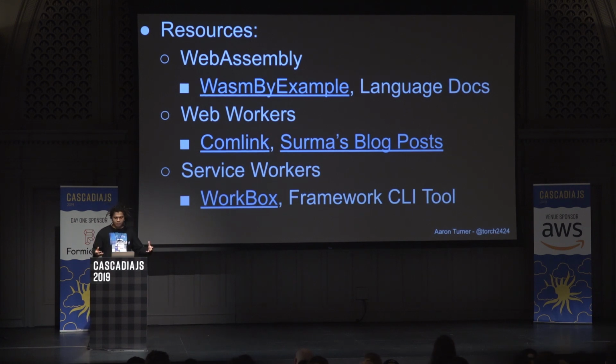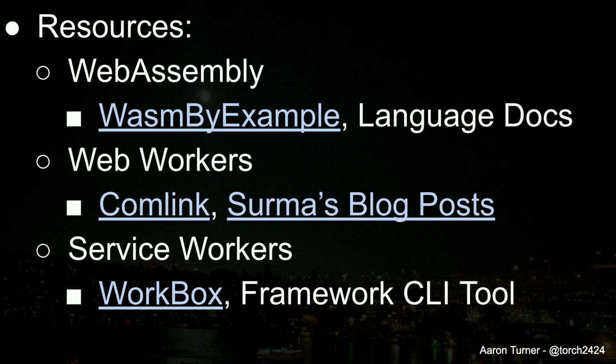For WebAssembly, there's WASM by Example, Go by Example style, bite-sized examples. And also, if your language compiles down to WebAssembly, which honestly it probably does, as long as it has types, there's probably documentation on how to compile down to WebAssembly, which is really nice. For web workers, there's Comlink, which is that library I mentioned for passing data between web workers really well. And there's also Surma's blog post, which has great information about the problem itself and how to work for it. And then for service workers, there's Workbox, which has an API for building new service workers really easily and doing all that request capturing. And also your favorite framework's CLI tool probably has some support for service workers you can definitely look into.